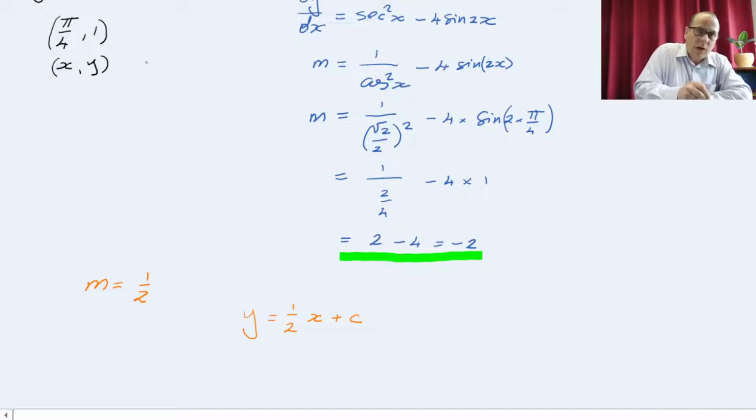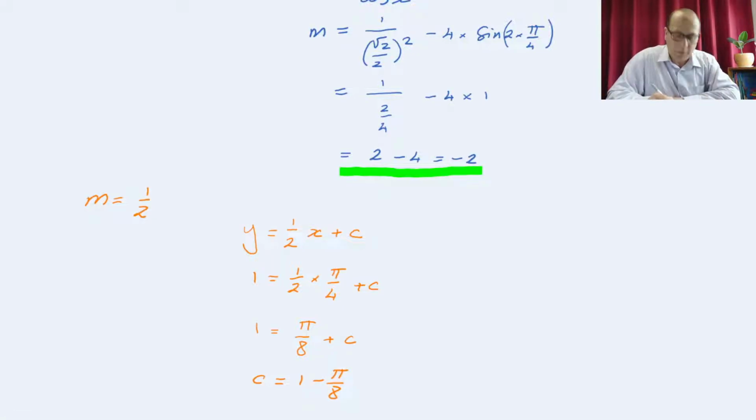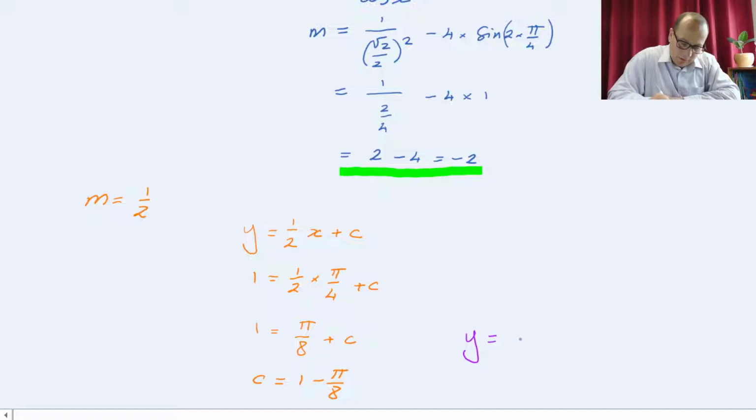Substituting the x and the y value to find the value of c, 1 is equal to half multiplied by pi by 4 plus c. 1 equals pi by 8 plus c. So therefore c equals 1 minus pi by 8. So the final equation of the normal is y equals half x plus 1 minus pi by 8, as requested.